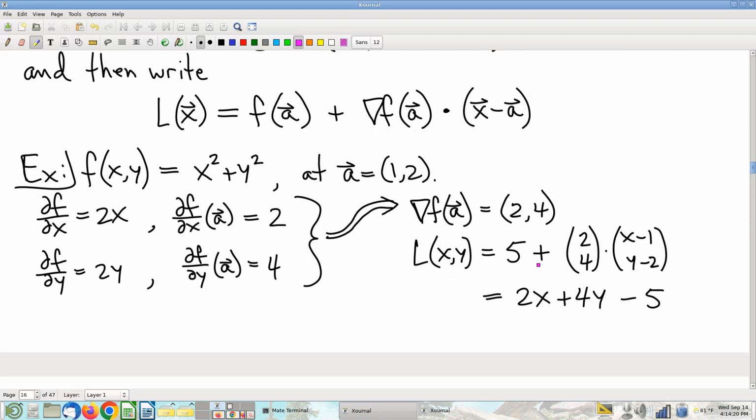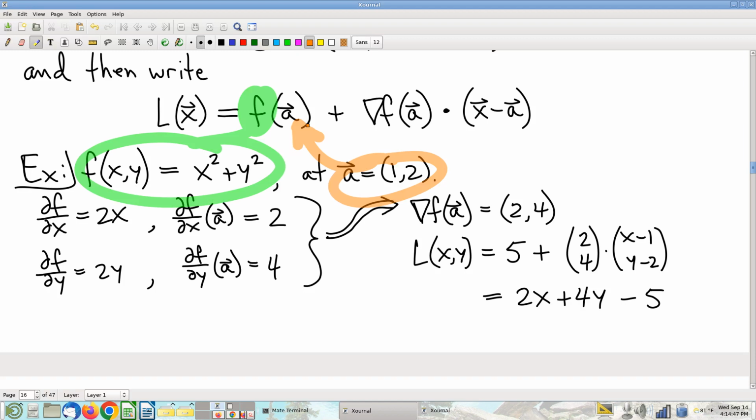Okay, let's do one. This is very plug and chug. Here's a function, multivariable, two variables. Let's do a linear approximation, specifically at this point. And this is just, like I say, very plug and chug. First thing I need to do is notice what happens to the function. Specifically, what is the value of the function when I plug in this point, A? And, well, it is 5. F of A is 5.